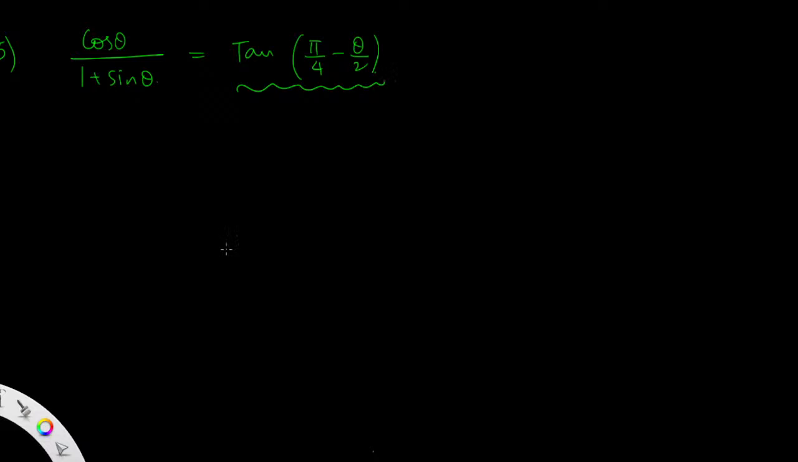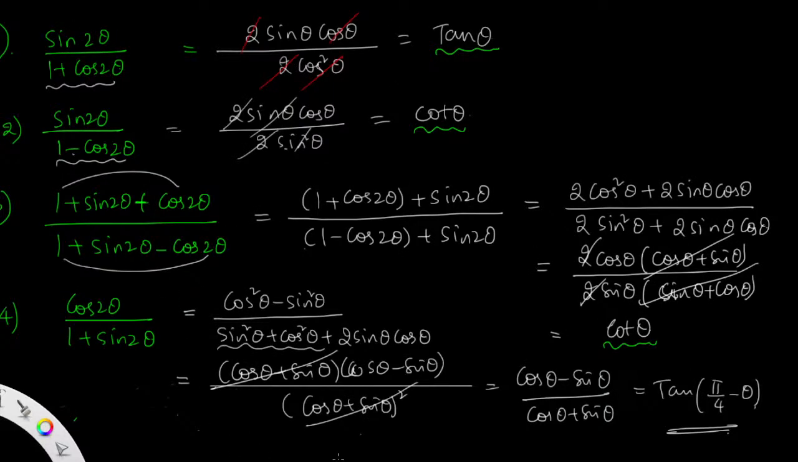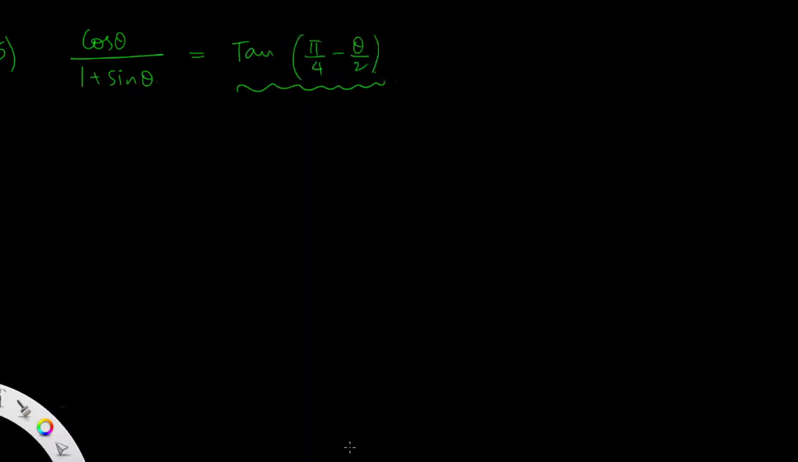In the before problem it was cos 2 theta by 1 plus sin 2 theta, but in the place of cos theta by 1 plus sin theta, the multiple angle is not there, so make it to half angle formulae, then the answer goes to tan of pi by 4 minus theta by 2. Okay, that is the same process. Now I am not writing, you have to try yourself.